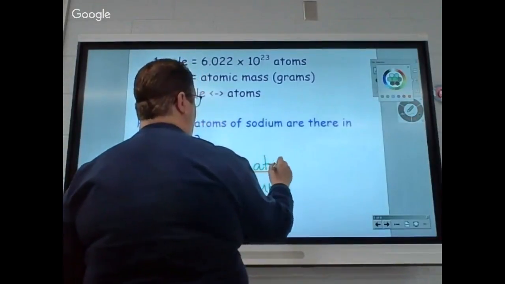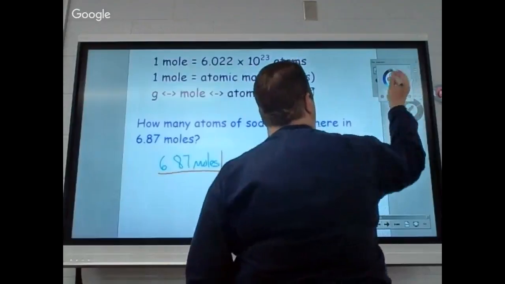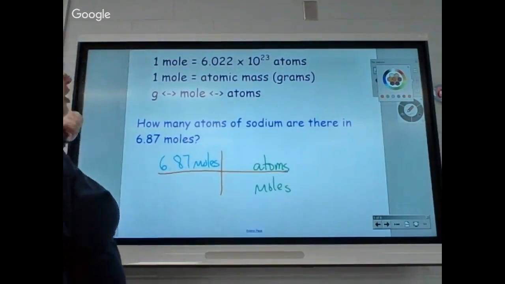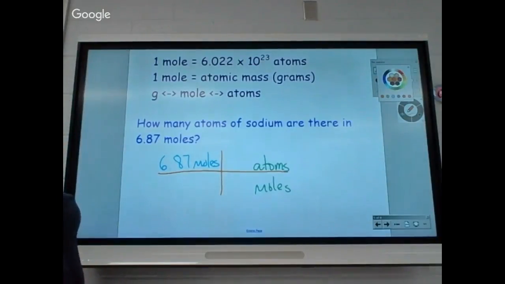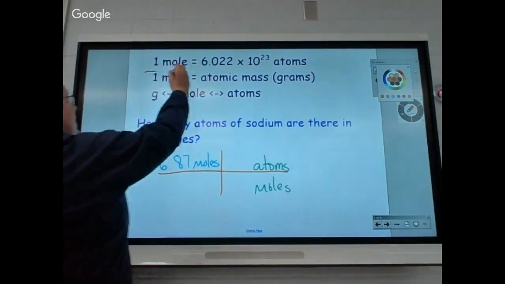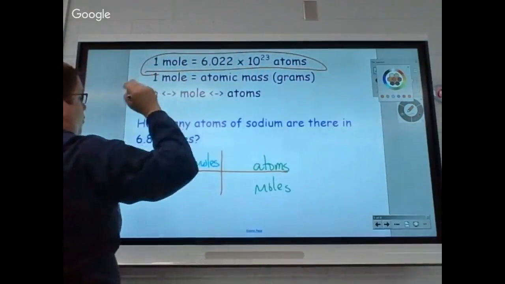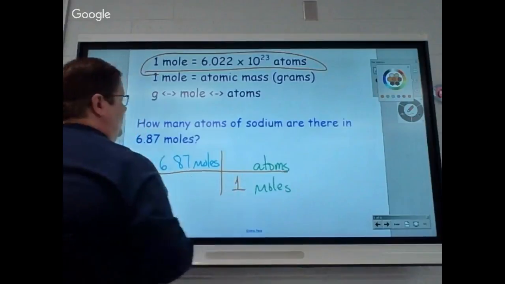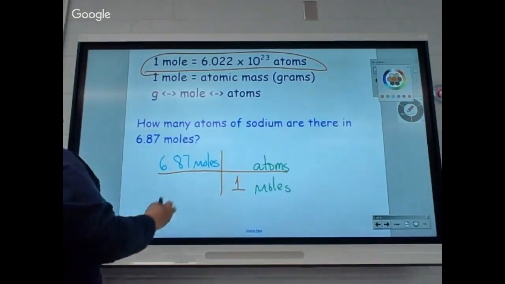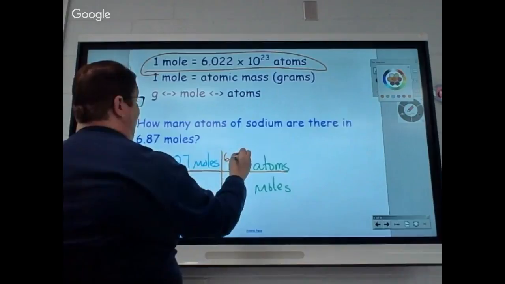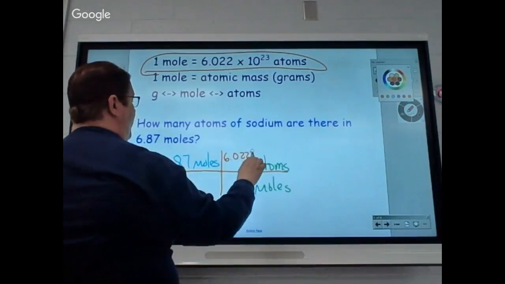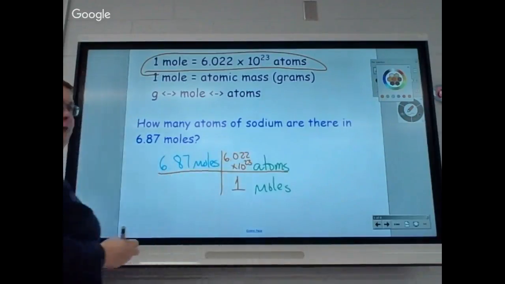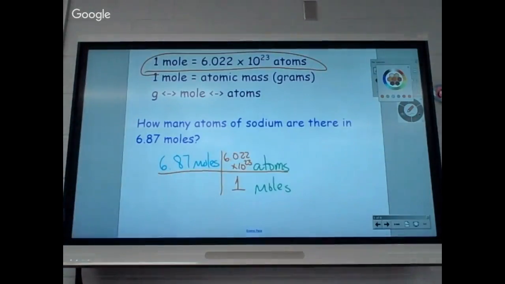Okay. What goes beside moles and atoms this time? When we look up here, which one matches what y'all told me to put in the chart this time? The top one. Okay. So this time, what is beside my moles? Good. And what is beside my atoms? You can say Avogadro's number if you don't want to yell that.